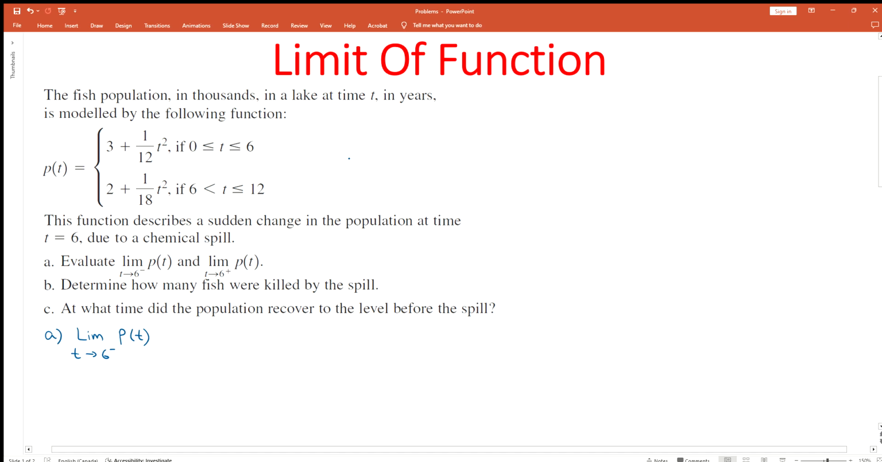For this left-hand limit, we should use the function 3 plus 1 over 12 t squared because for the left-hand limit, we approach t equals 6 from the left side, and for the function 3 plus 1 over 12 t squared, the domain is from 0 to 6. We can evaluate this limit by subbing in t as 6. One over 12 times 36 is 3. I get 6. This is the value of the left-hand limit.